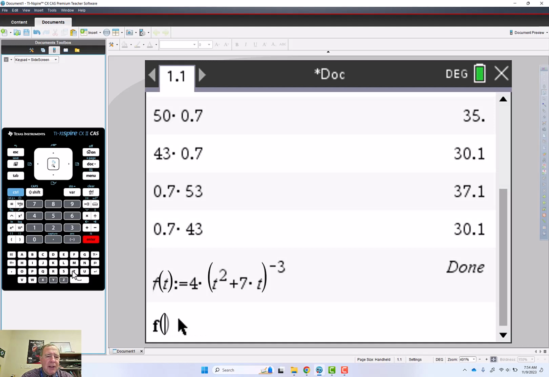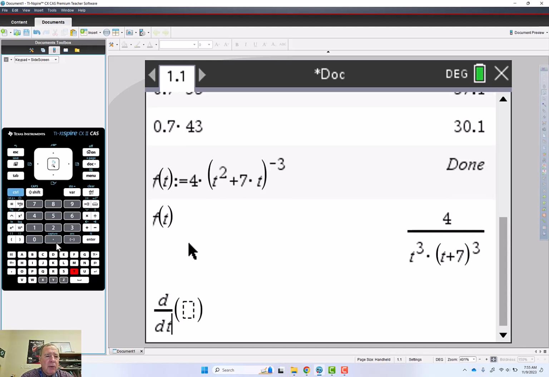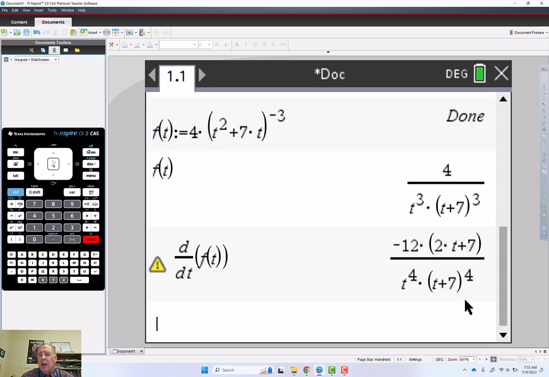So if I put in f at t, I should get back out, oh, the calculator actually did a little bit different. They moved this to the denominator, made the exponent positive 3, and they factored out a t cubed that, and moved it outside of the parentheses. So the calculator simplifies things with a little bit different rules. Now I'm going to take the derivative, shift minus, my variable is t, tab f at t, and we get essentially the same thing, but again they factored out a t raised it to the fourth power.